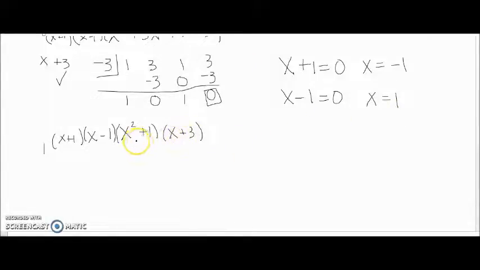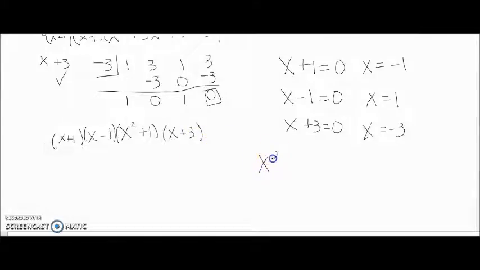I'm going to skip to this one. We're going to come back to this one. So x plus 3 is 0. That means if I subtract 3 from both sides, I get x is -3. And finally, let's deal with this one.